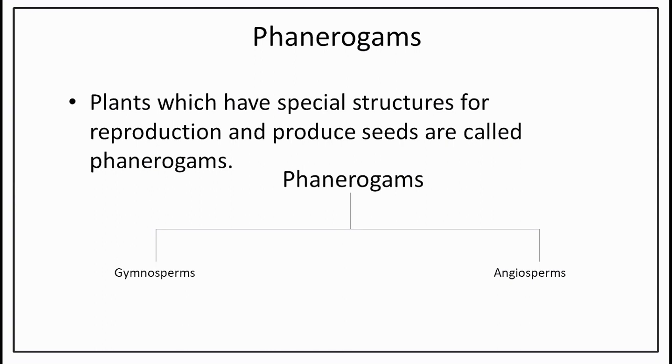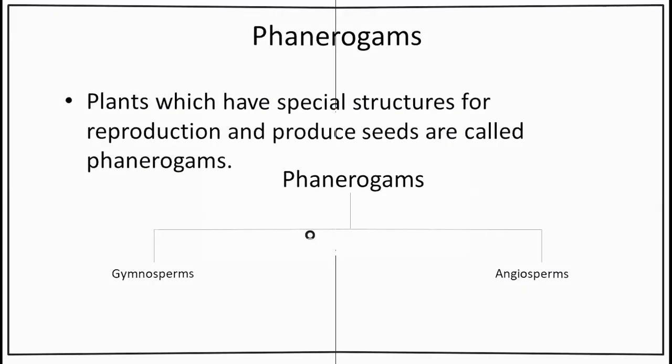Depending upon whether the seeds are enclosed in a fruit or not, phanerogams are classified again into two types, gymnosperms and angiosperms. Then first you learn the division gymnosperm.